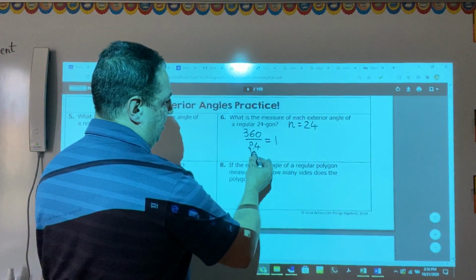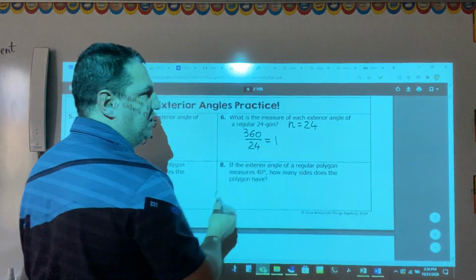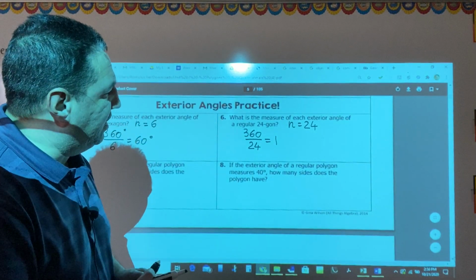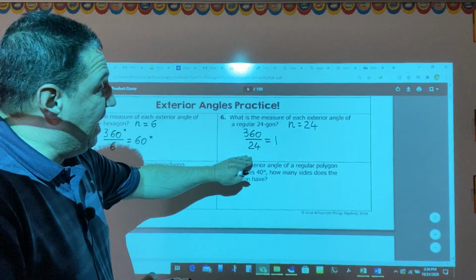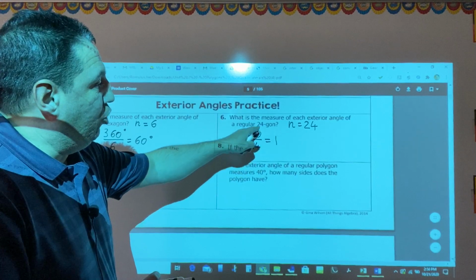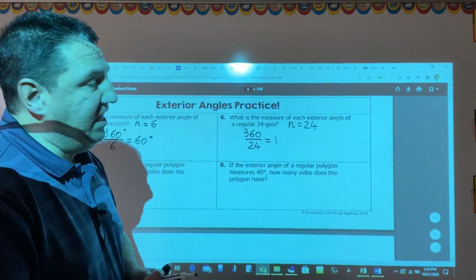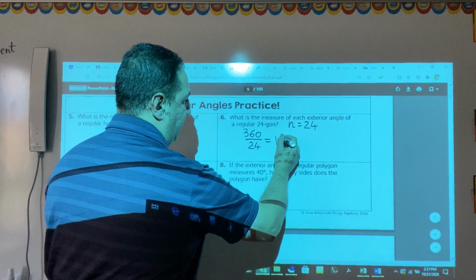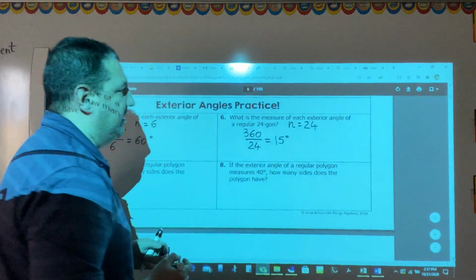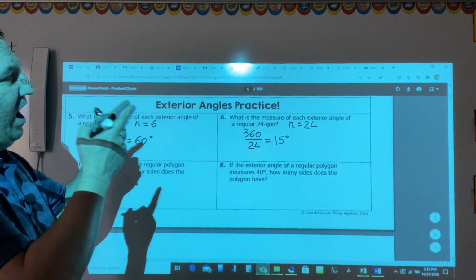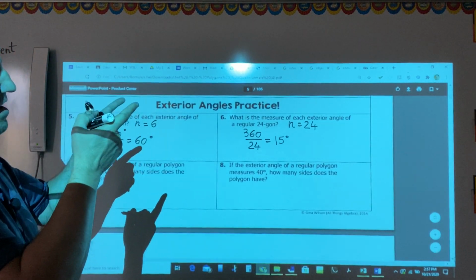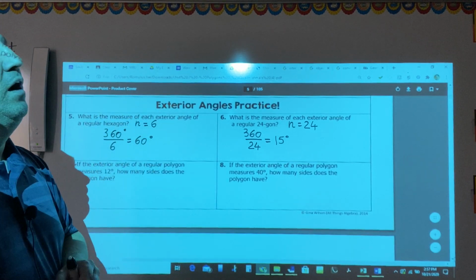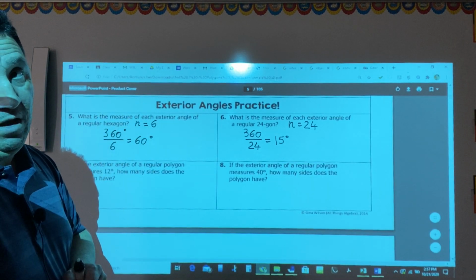Now, let's do the math. How many times does 24 go in 36? One time. 36 minus 24 would be 12. You bring down 0. How many times does 24 go in 120? I think 5. Right? So the measure of one exterior angle of a 24-gon would be 15 degrees.